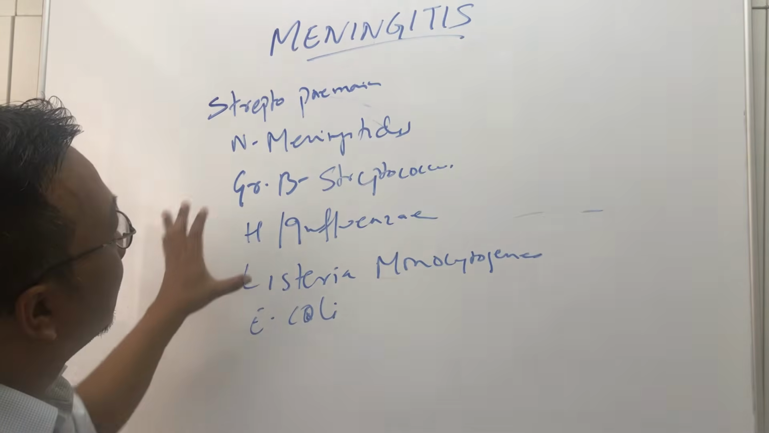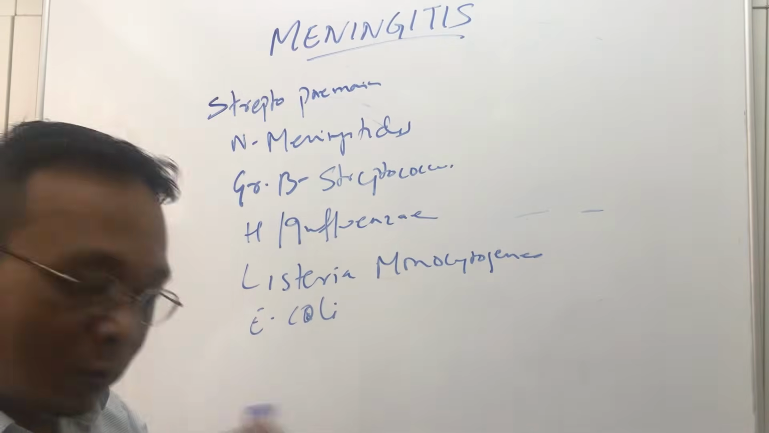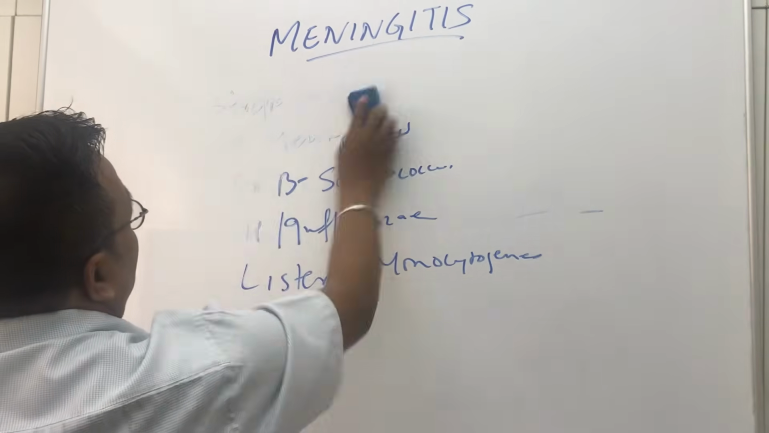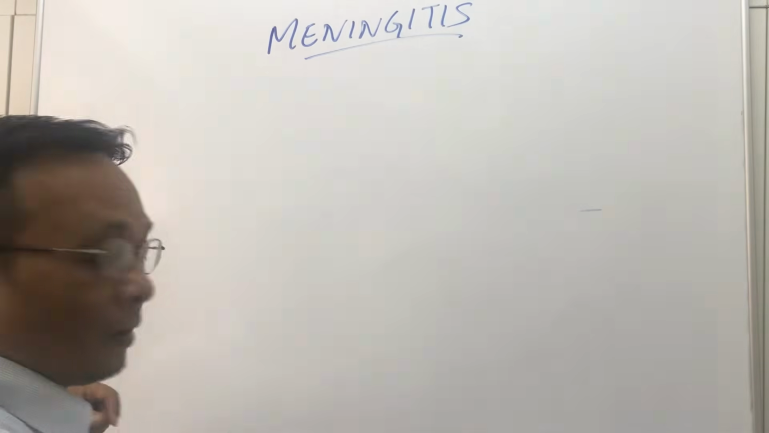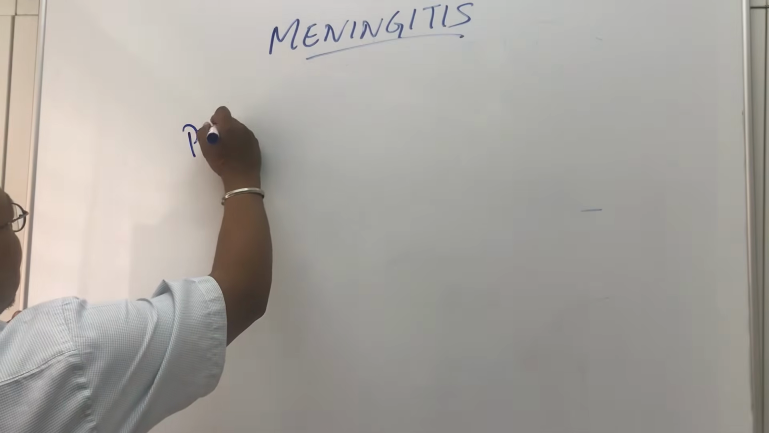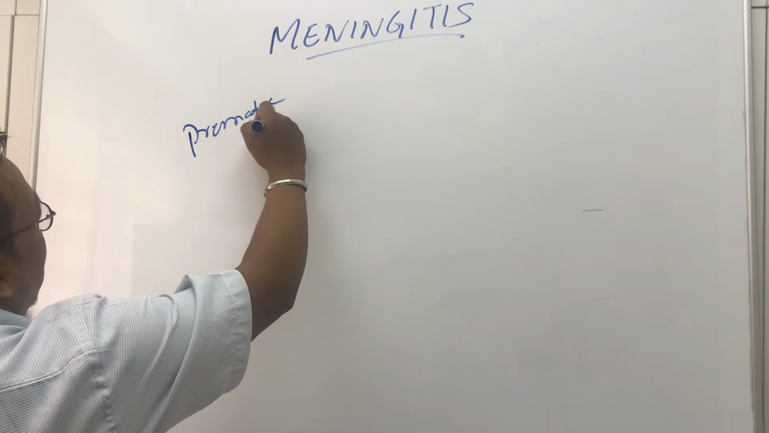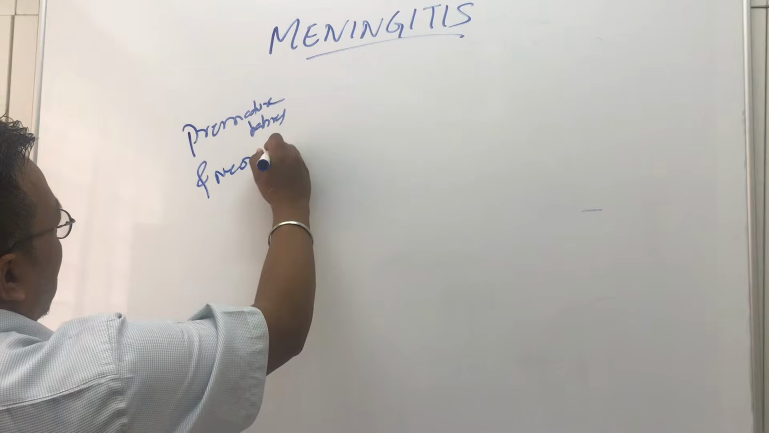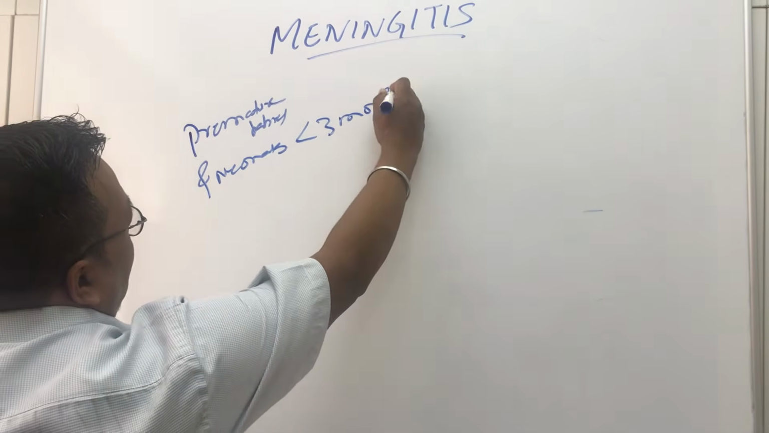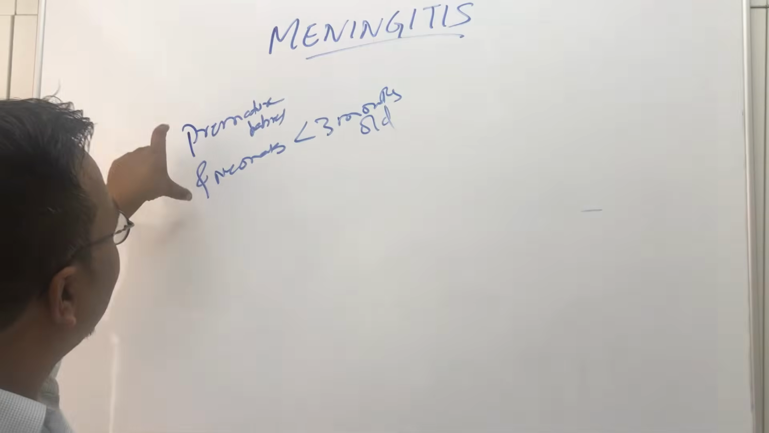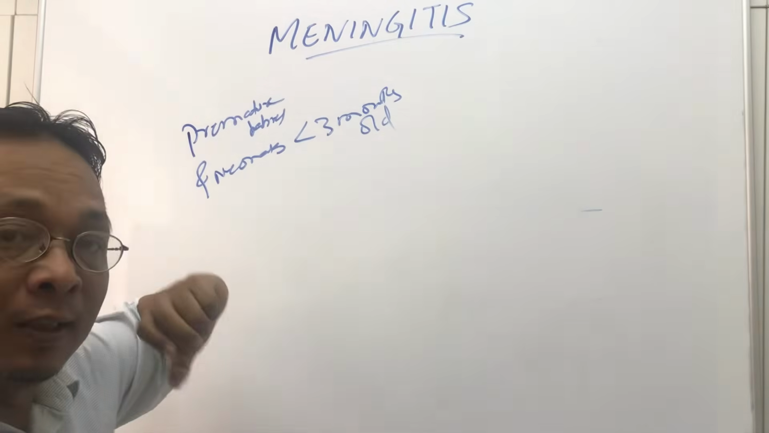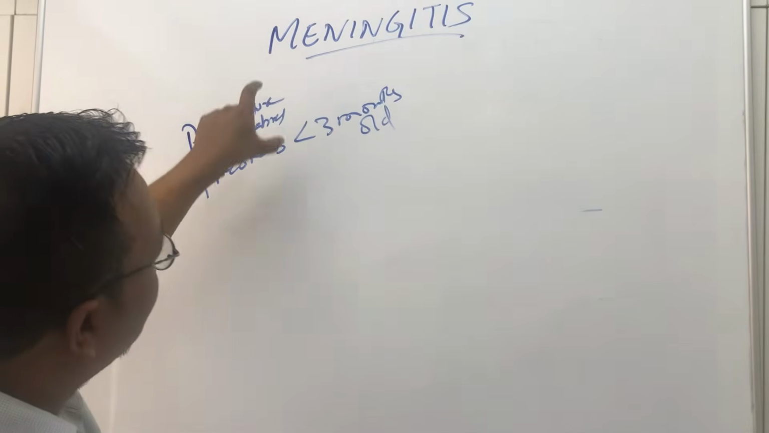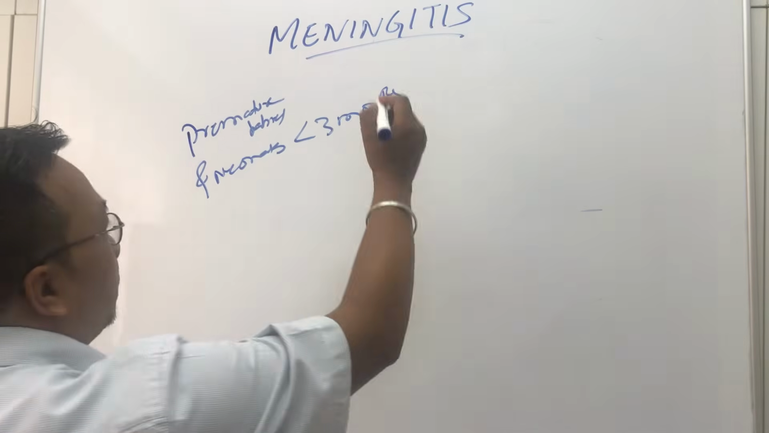So we'll study the causes of meningitis according to the age group. When you say premature babies or neonates less than 3 months old, the most common cause of meningitis is group B streptococcus.